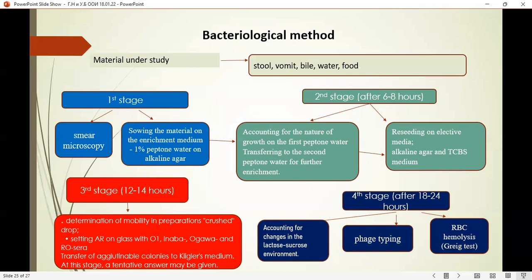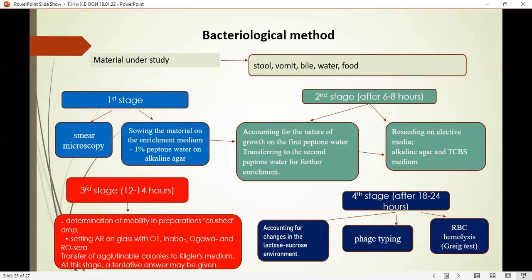Stage 3 is carried out in 12-40 hours. Growth is recorded on the second peptone water, which is similar to the first. Studies the nature of growth on plate nutrient media. Carry out microscopy of smears stained by Gram and fuchsin from yellow colonies on TCBS medium and transparent ones on alkaline meat-peptone agar. Determine the mobility in crushed drop preparations. Put the agglutination reaction on the glass with O1, Inaba, Ogawa, and Hikojima sera.